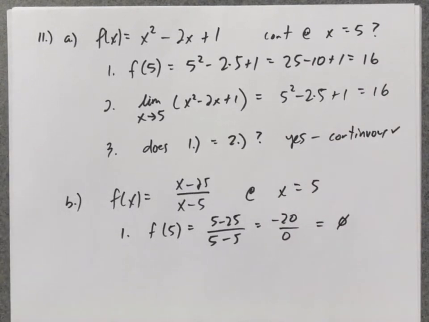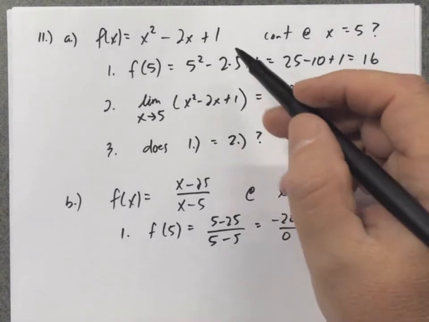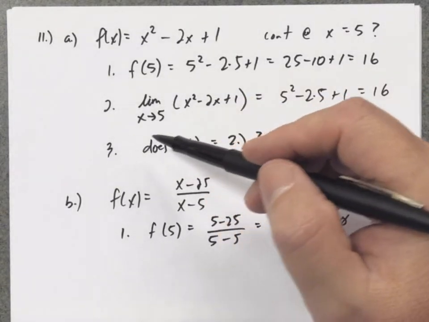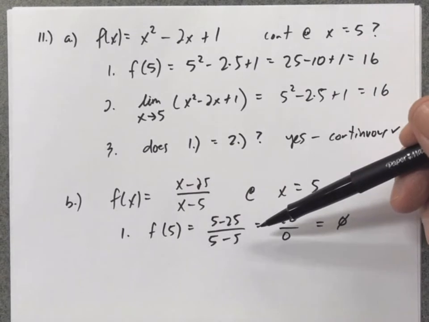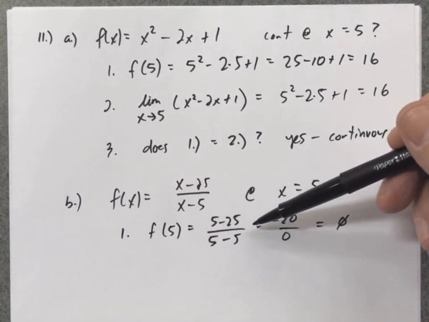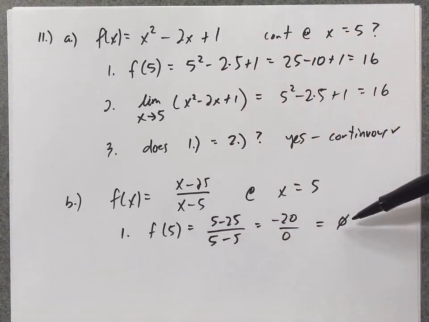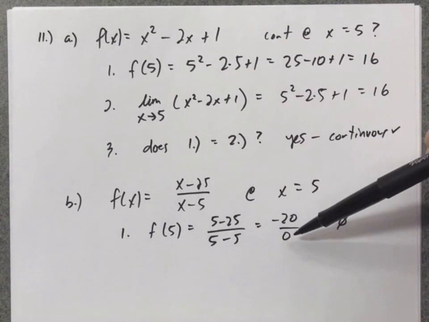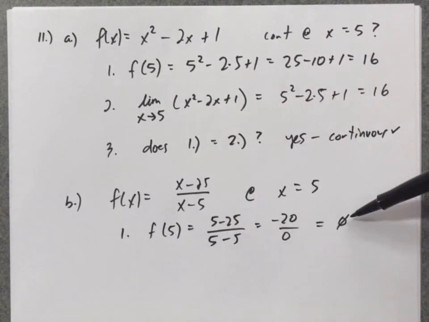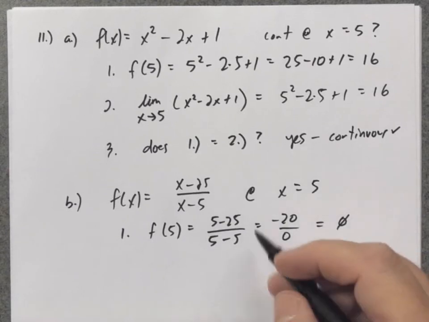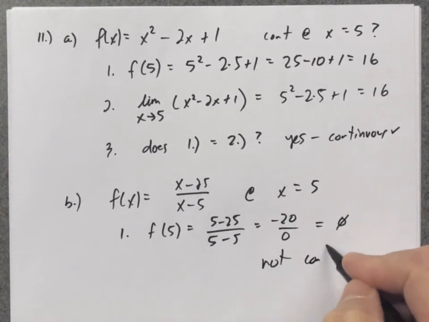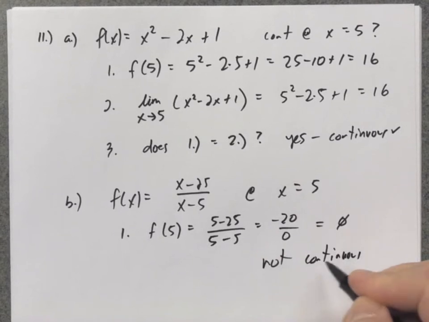Now here's the thing. I told you the way we do these limits is the three-step process. However, like in this case, if the function doesn't even equal a number in the first step, then obviously we can't compare the number from part 1 with the number from part 2 because there is no number from part 1. So in other words, we can just stop now and we can say it's not continuous when x equals 5.